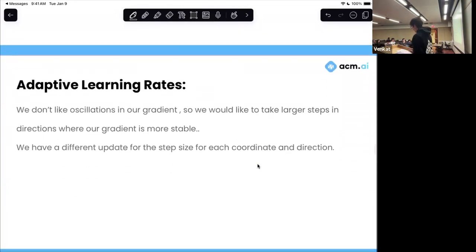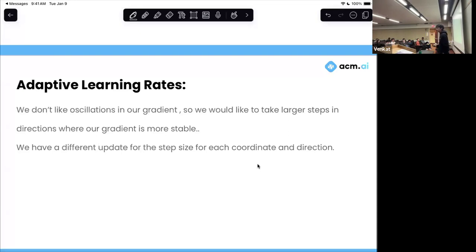To understand Adam, we're first going to start with something called adaptive learning rates. If we have a lot of oscillations in our gradient, we don't like those gradients, right? Because they're going to be bringing us in different directions. And if we constantly keep moving in one direction and we're not sticking to that, we're not going to make progress at all.